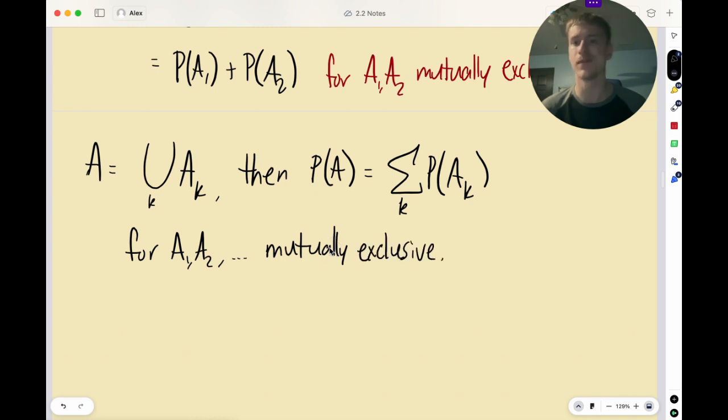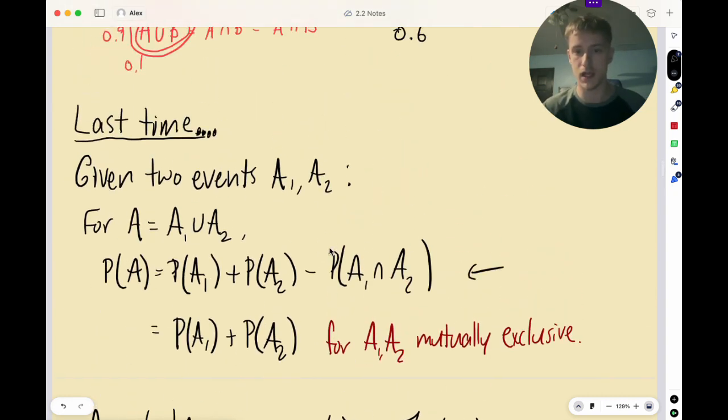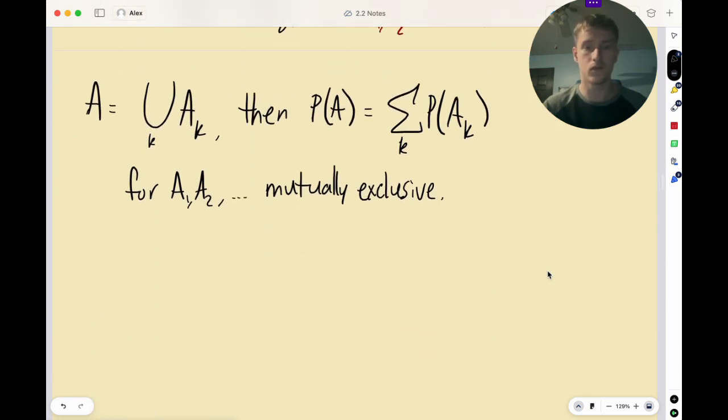Here's a question for you. What if you're trying to find the probability of a union of more than two events where the events are not all mutually exclusive? Let's say you have 3 events and 2 of them could happen at the same time. So what do you do for n equals 3? This formula is for n equals 2. So what about for n equals 3?